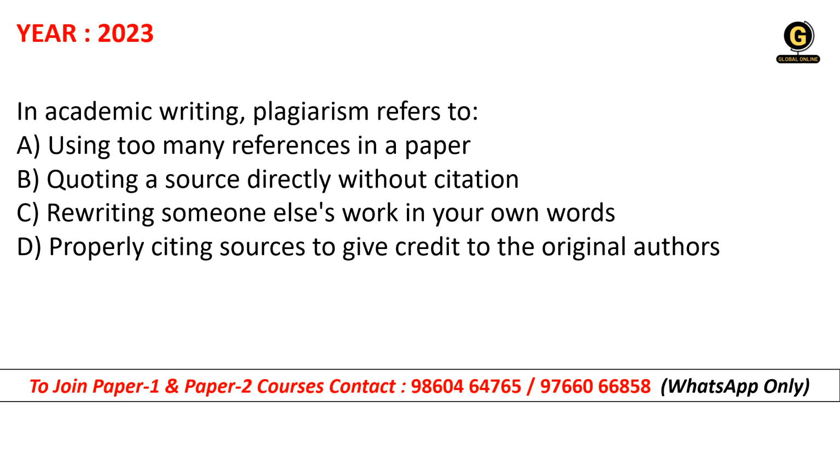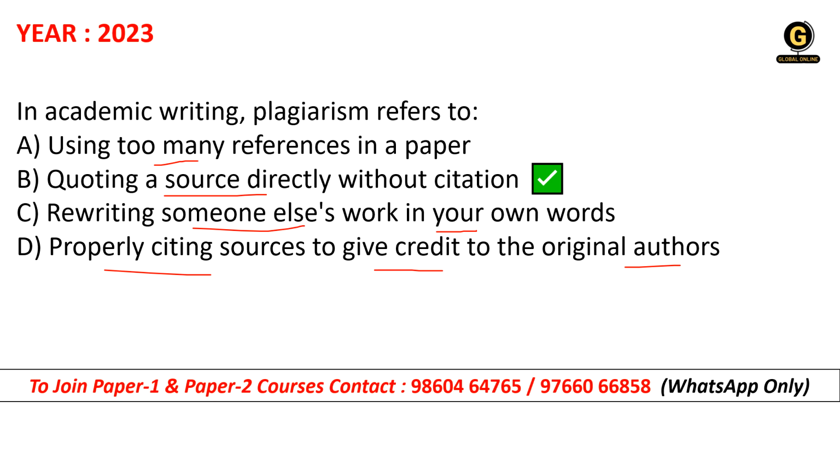In academic writing, plagiarism refers to: A, using too many references in a paper; B, quoting a source directly without citation; C, rewriting someone else's work in your own words; or D, properly citing a source to give credit to the original authors. So right answer is option B. Plagiarism means quoting a source directly without citation.